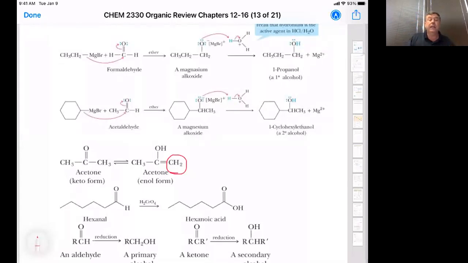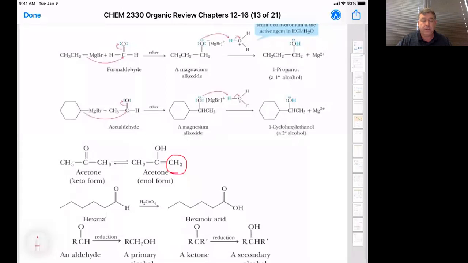What we also learned is how to make aldehydes and ketones or carboxylic acids by oxidation. So if we have a strong oxidant like chromic acid, it'll oxidize alcohols to either aldehydes, ketones, or carboxylic acids. But remember, to stop at the aldehyde, we have to use that special reagent PCC, pyridinium chlorochromate.